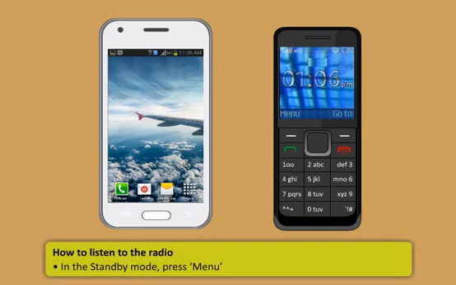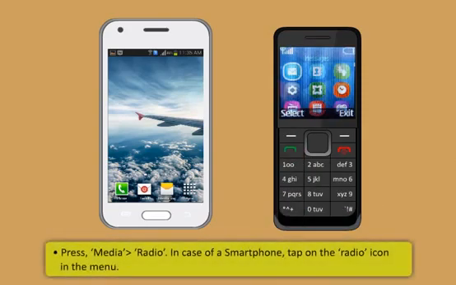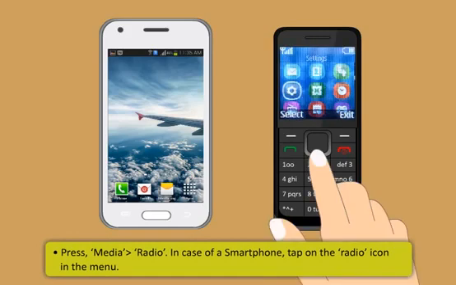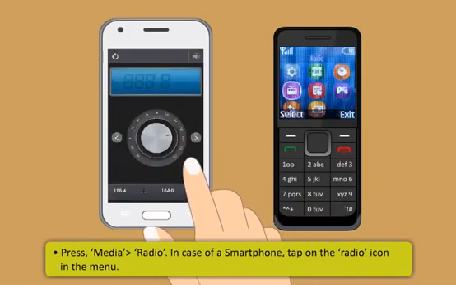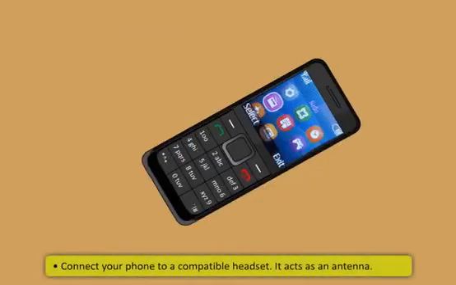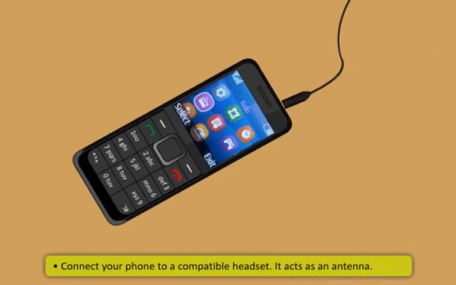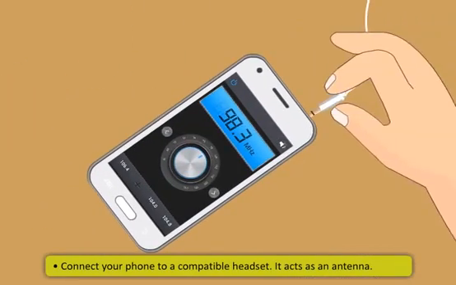First, in the standby mode, press Menu. Then, go to Media and then to Radio. In case of a smartphone, tap on the radio icon in the menu. Next, connect your phone to a compatible headset. It acts as an antenna.